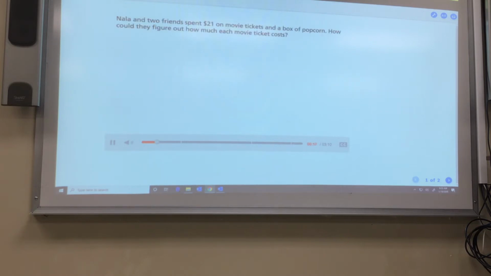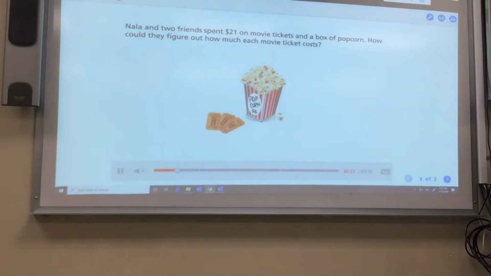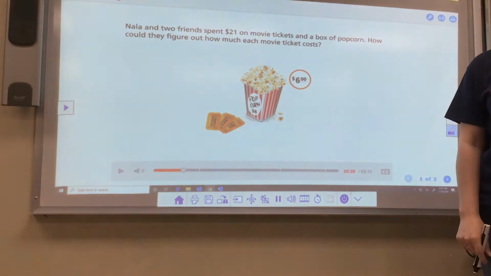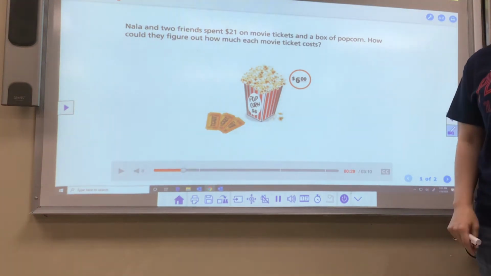Nala and her 2 friends spent $21 on movie tickets and a box of popcorn. The popcorn cost $6. How could they figure out how much each movie ticket costs?